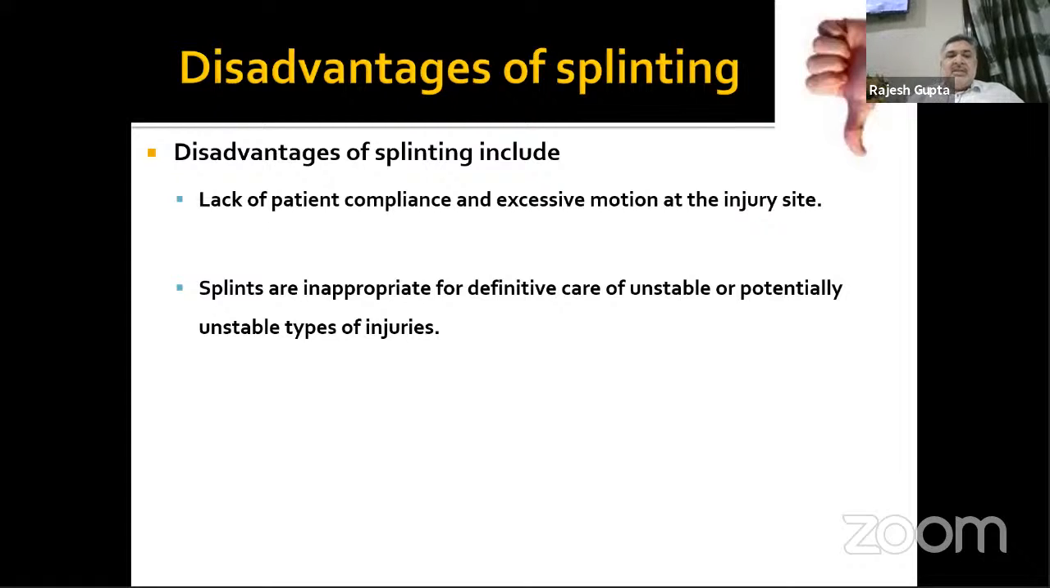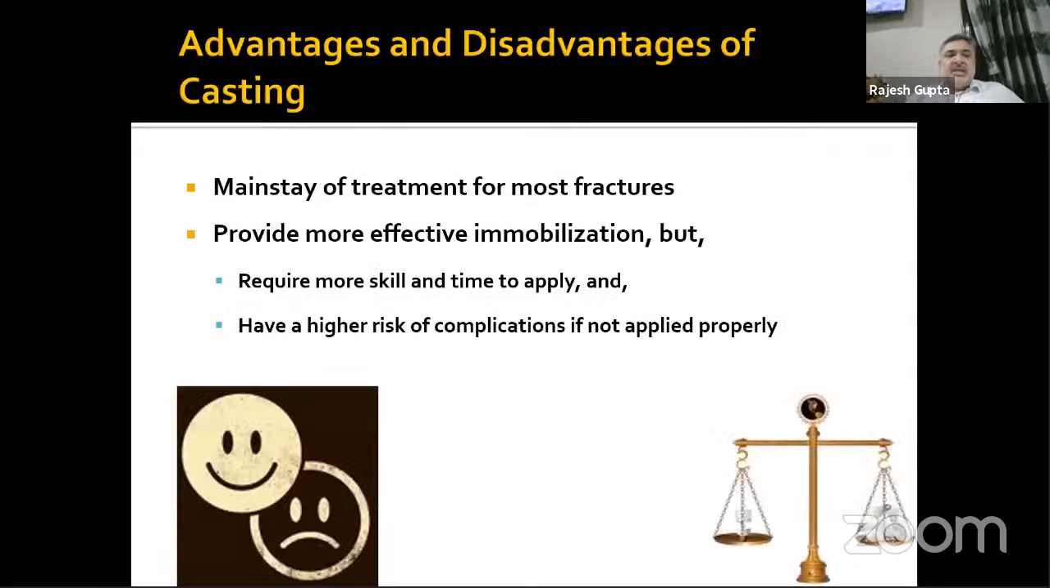But the disadvantages are a lack of patient compliance and excessive motion at the injury site. Splints are inappropriate for definitive care of unstable or potentially unstable types of injuries. So casting is the mainstay of treatment for most fractures, and it provides more effective immobilization, but it requires more skill and time to apply, and has a high risk of complications if not applied properly.